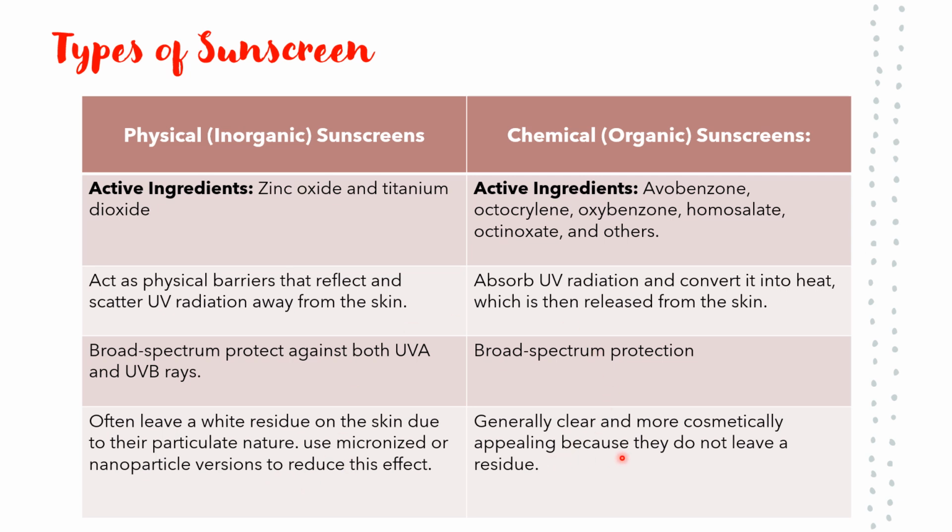On the other hand, chemical sunscreen is generally clear and more cosmetically appealing because it does not leave a residue. So when you are applying makeup on top of the sunscreen, it's better to use chemical sunscreen compared to physical sunscreen, to prevent any white patches or residues.